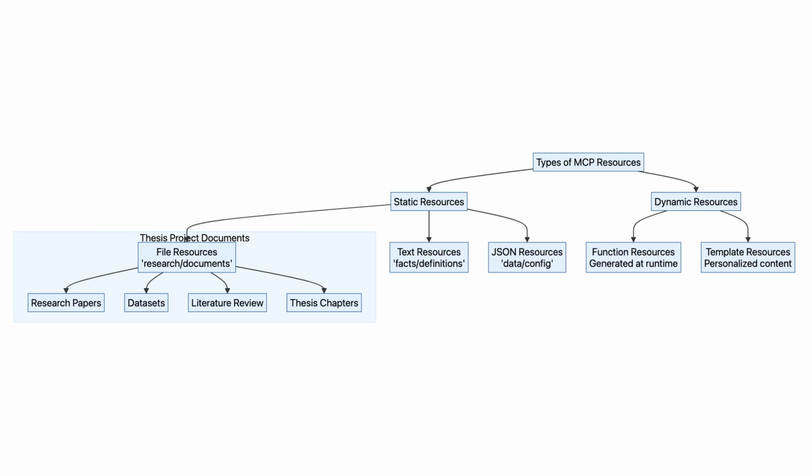Wait, so I could actually give my AI access to all my thesis research documents as resources? That would be incredible for my project. Are there different types of resources, or just static text and files? I'm wondering if they can be more interactive.